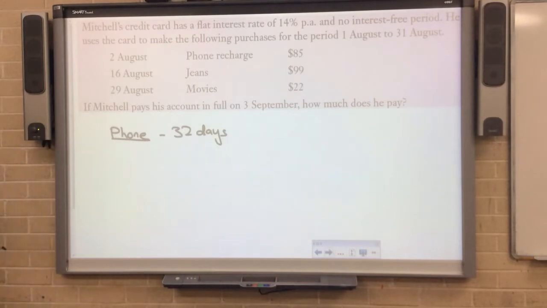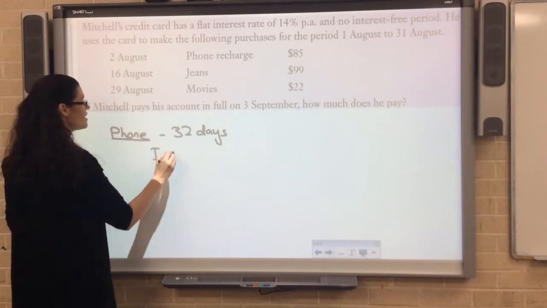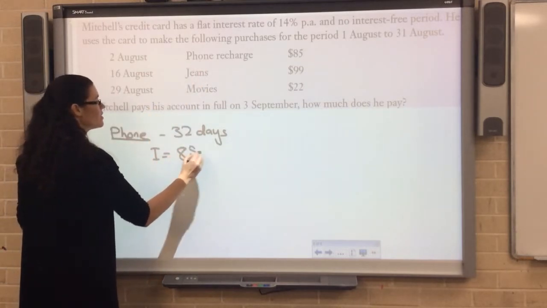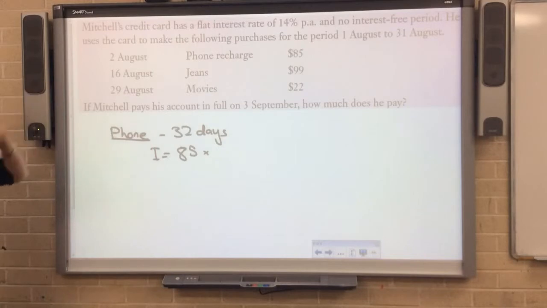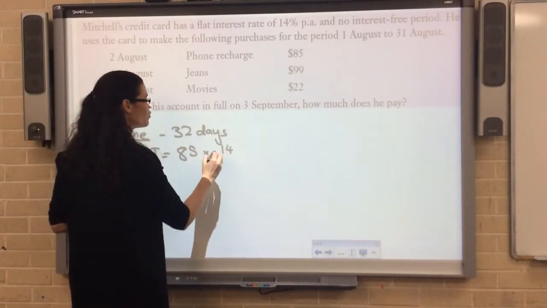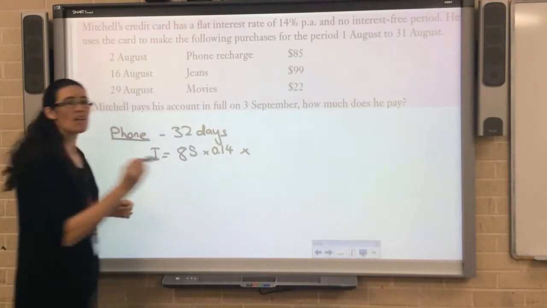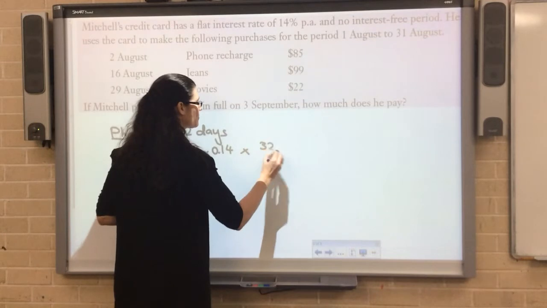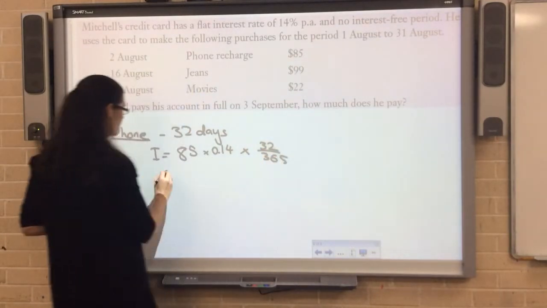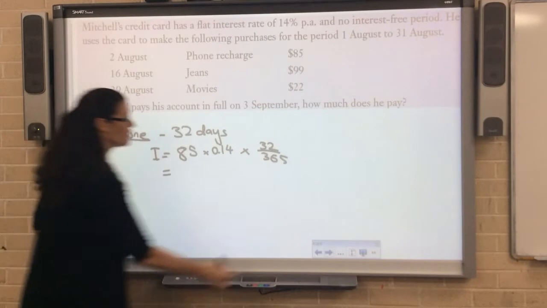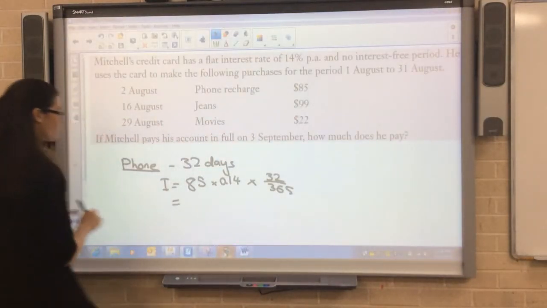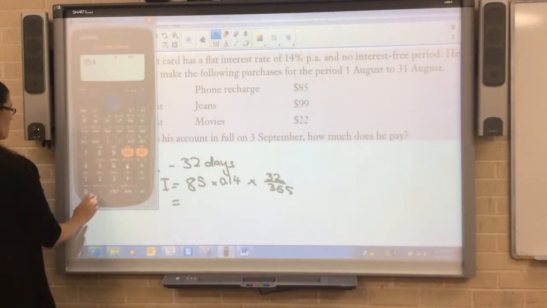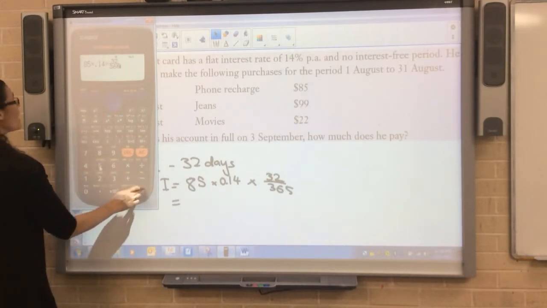So if we're going to work out the interest he has to pay on the phone, using I equals PRN, the interest equals the $85 times the rate, which we know is 14%, which is 14 over 100 or 0.14, times the days, 32 on 365. Okay, so you're going to grab a calculator, you're going to type that in. What do you get? A long number. 85 times 0.14 times 32 on 365.